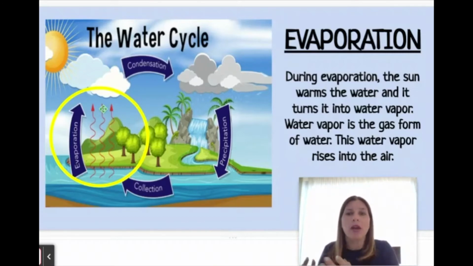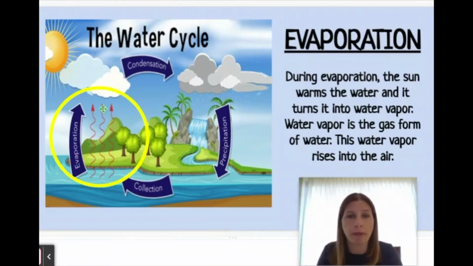And what happens is the sun warms the water and the water starts rising. And as it rises, it turns into water vapor. There's that other vocab word that we talked about earlier. What is water vapor? Water vapor is the gas form of water. So as it rises and warms up and it turns into water vapor, we can no longer see it because it's now a gas. The water vapor rises into the air until it gets high enough to form a cloud.